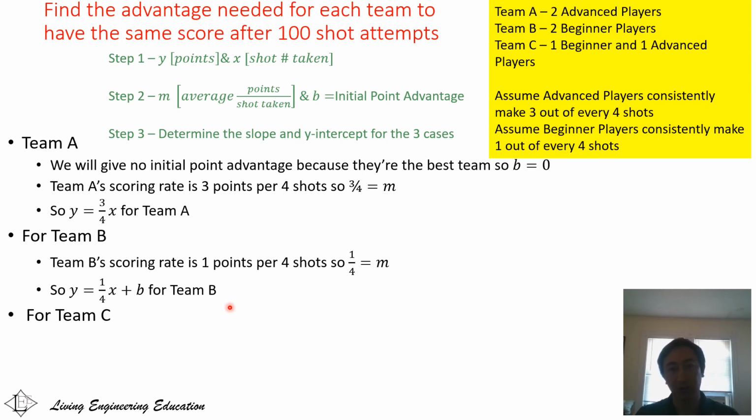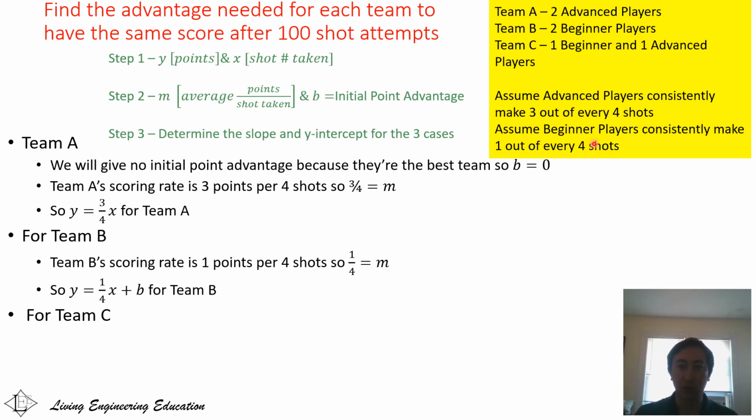Do the same thing for team C. Now team C is a little bit trickier because it has one beginner and one advanced player. We know the beginner is going to make 1 out of every 4 shots, and the advanced player is going to make 3 out of every 4 shots. So we know team C's slope should be larger than team B's, but smaller than team A's. So how do we figure out what that slope should be? You might think you just add 3/4 and 1/4, but that will give us 1, or a perfect score, 100%. That doesn't make any sense.